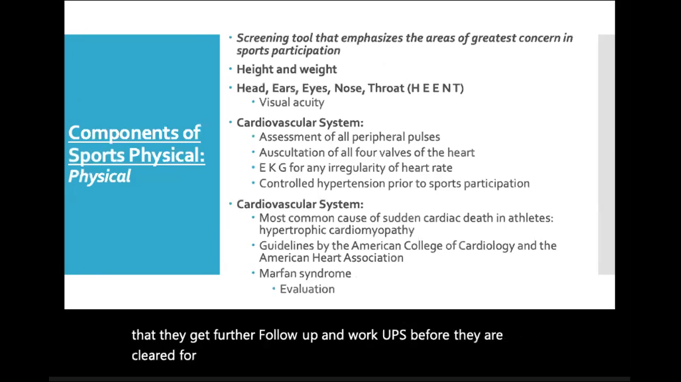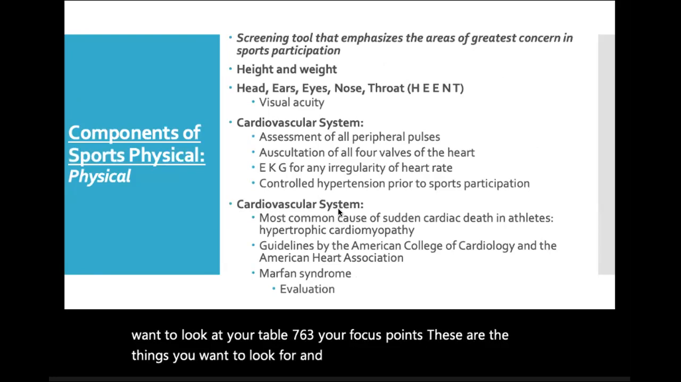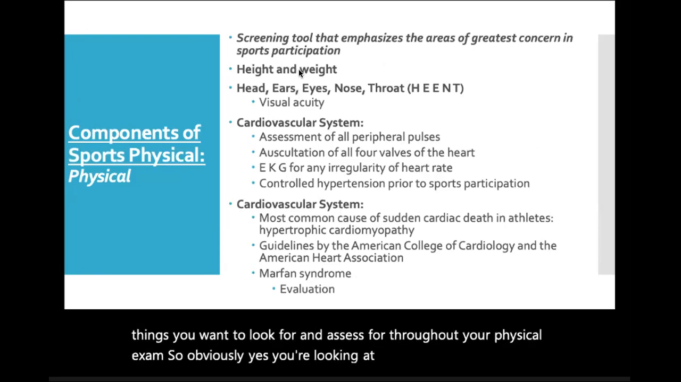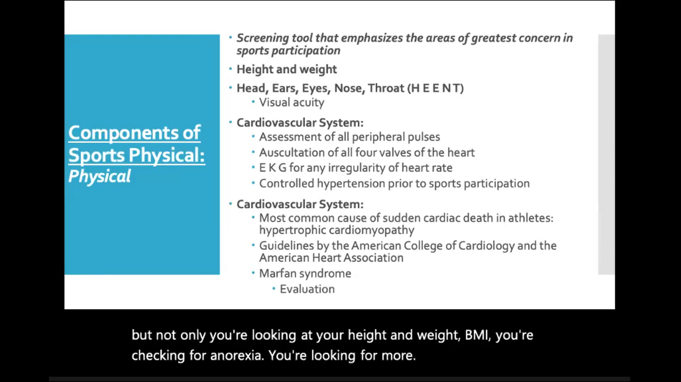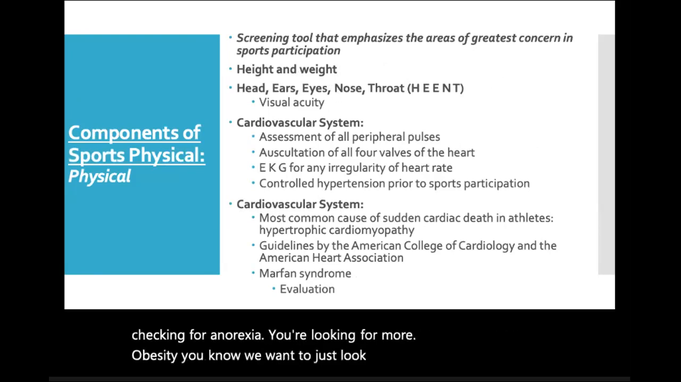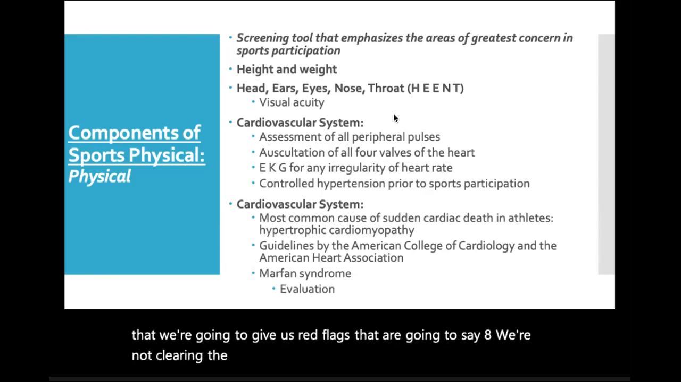Okay, so components of your sports physical. You want to look at your table 76.3, your focus points. These are the things you want to look for and assess throughout your physical exam. Obviously, you're looking at your height and weight, but not only height, weight and BMI, you're checking for anorexia, you're looking for morbid obesity. We want to look for particular things that are red flags, that say, hey, we're not clearing the student until we get further workups.